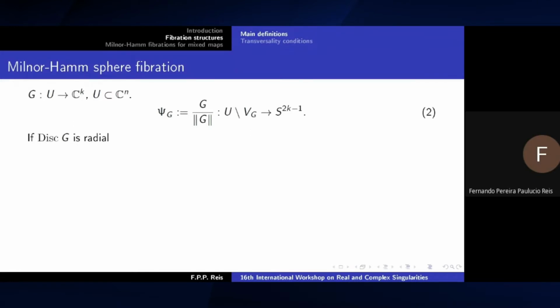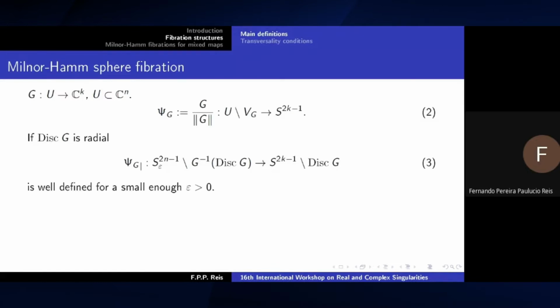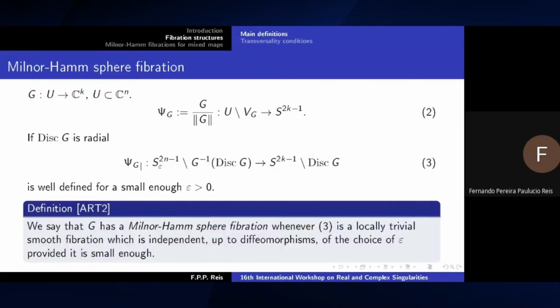If the discriminant of J is radial, then the restriction PCJ given by (3) is well defined for a small enough epsilon. We say that J has a Milnor-Hamm sphere fibration whenever (3) is a locally trivial smooth fibration, which is independent, up to diffeomorphism, of the choice of epsilon provided epsilon is small enough.